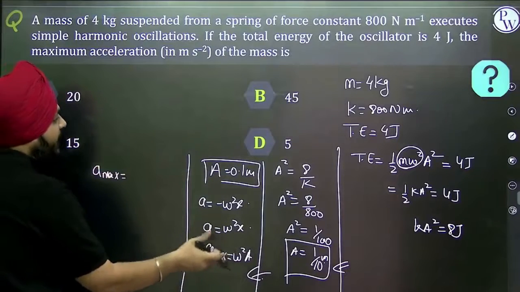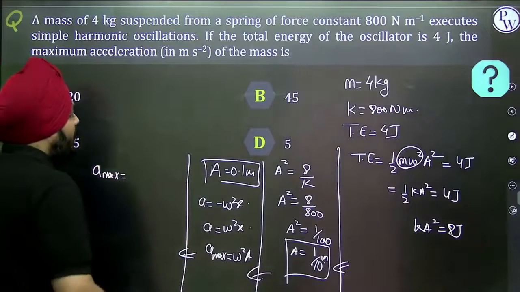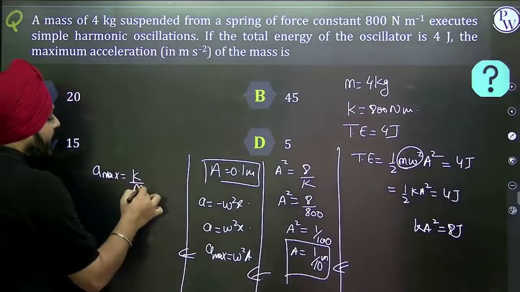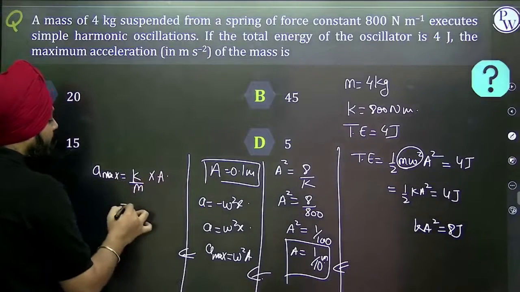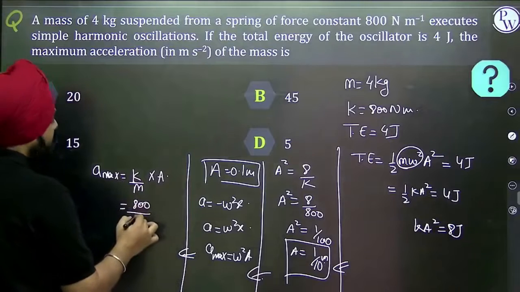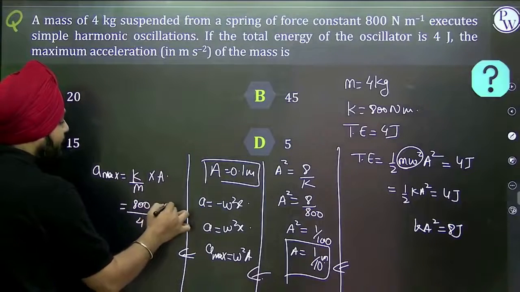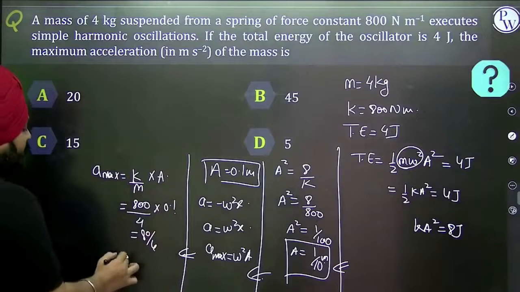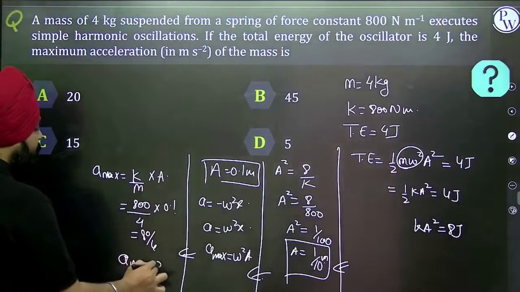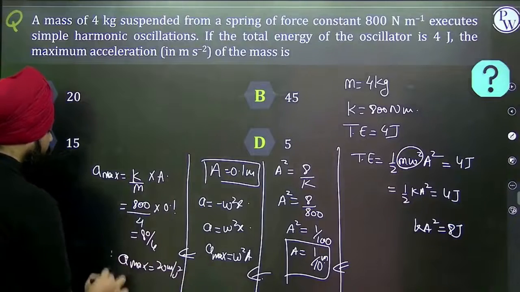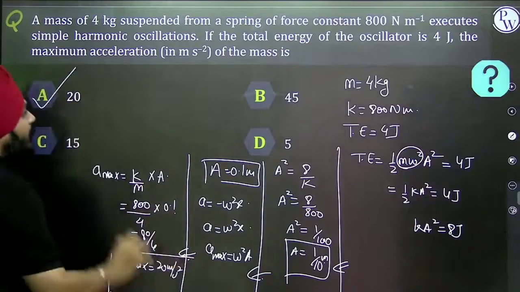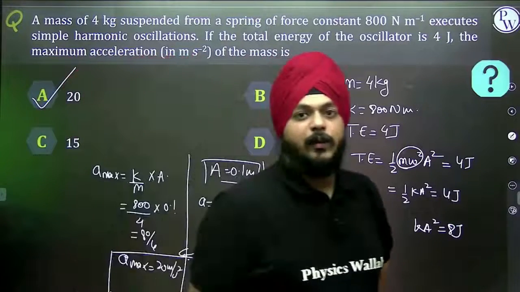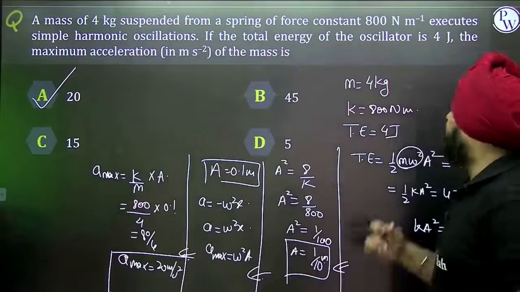So here we get the maximum acceleration. Can I replace ω²? ω² is equal to k by m. So it is k by m into A. It is 800, mass is 4, and this is 0.1. So it is 80 by 4. The maximum acceleration is 20 meter per second squared. A is the perfect answer for this. This includes the fundamentals of SHM and total energy.